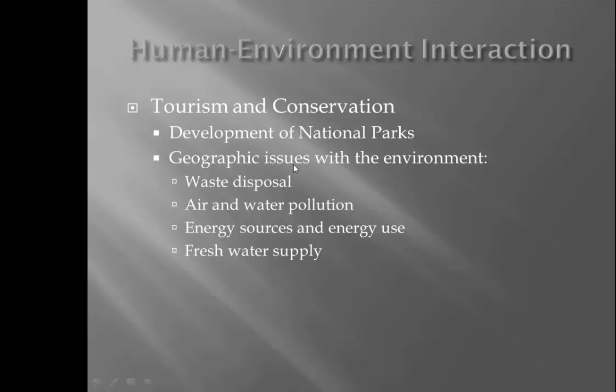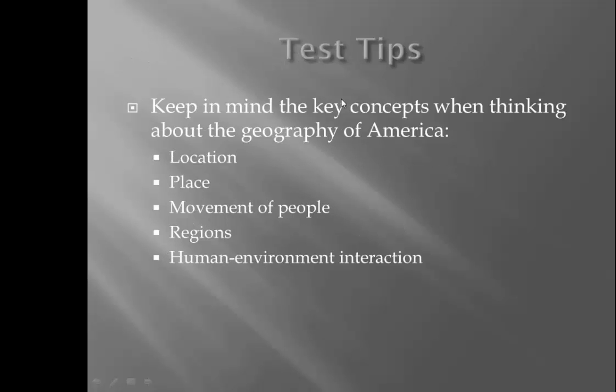There's some geographic issues with our environment, though, right? Some of it is very protected, and we leave it alone, and it's great. What else we got? We have waste disposal, air and water pollution, which hampers the environment, energy sources, energy use. We burn coal, we burn fossil fuels, and then our fresh water supply is diminishing. Our population is going up. There's only so much fresh water out there. So there's some things you want to keep in mind.